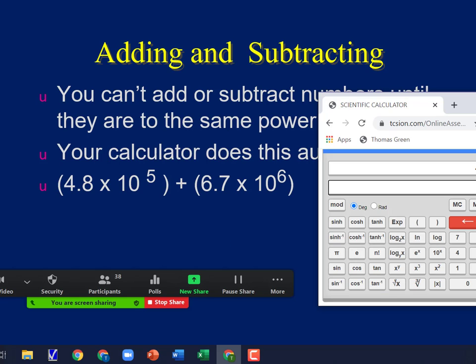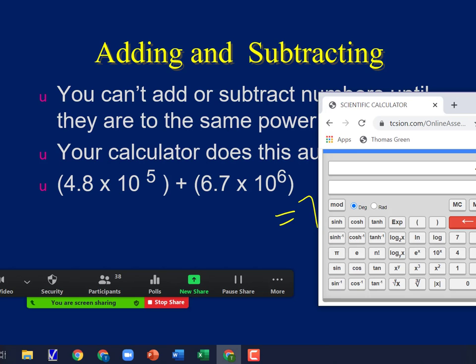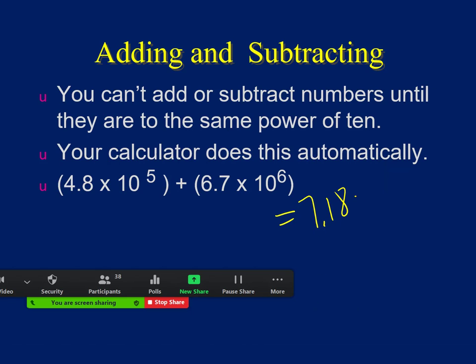Now that is 7180000. So I got to move the decimal point 1, 2, 3, 4, 5, 6 times to get to 7.18. Okay. And I moved it 6 times. I made the number smaller, so I need to make the exponent larger. So the calculator gives the answer 7.18 times 10 to the 6th.